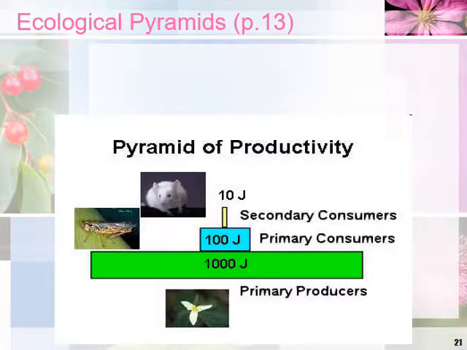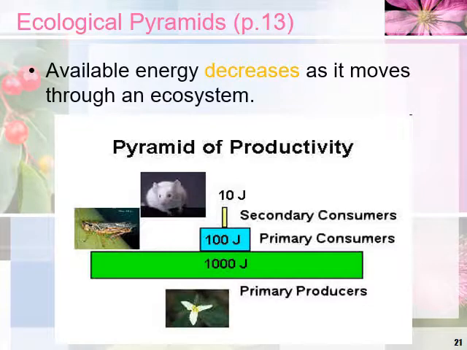So as we move through a trophic level, there's always going to be a decrease in energy from one trophic level to the next. Available energy is always going to be decreasing, and it normally decreases by a relatively consistent amount. Here we have 1,000 joules present. And then from that 1,000 joules that is available, only about 10% will continue on to make 100 joules.